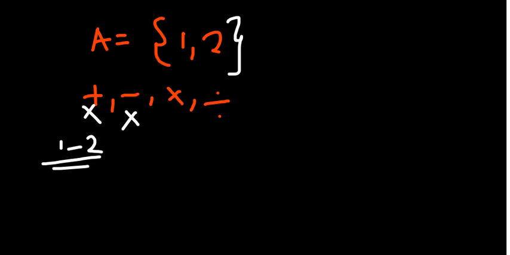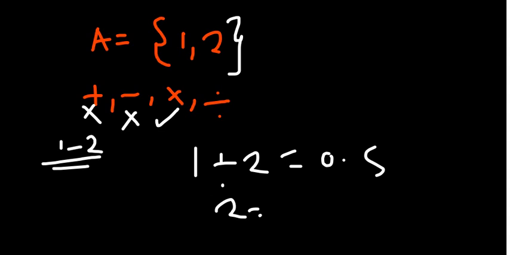Multiplication is a binary operation. So 1 times 2 is 2. 2 times 1 is also 2. So the results that you're getting are all part of the given set. So it's a binary operation. Now division: 1 divided by 2, you have 0.5 already, which is not part of the set. So it's not a binary operation on that set.